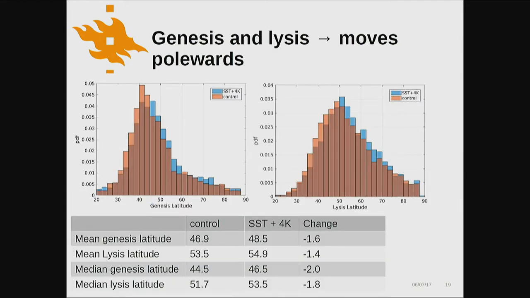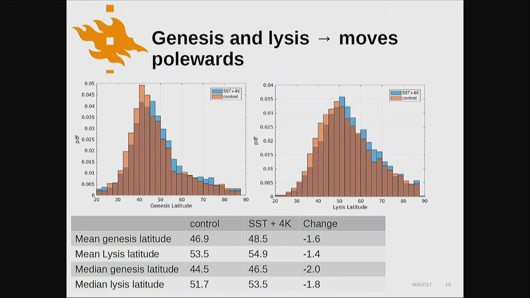This is again the same type of plot, but looking at the genesis and lysis latitudes, genesis on the left, lysis on the right. And again, we see what we saw when we looked at the jet shift and the precipitation shift: the genesis region is moving poleward, so again we have the blue parts here. And also the lysis region is moving polewards in both of these cases.